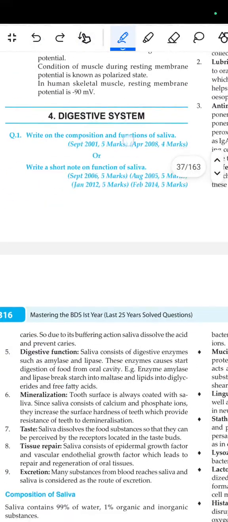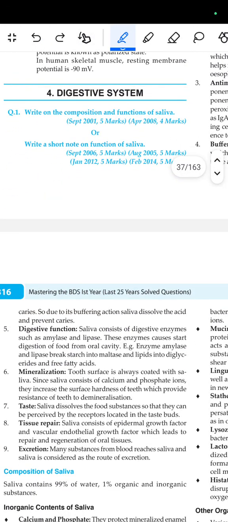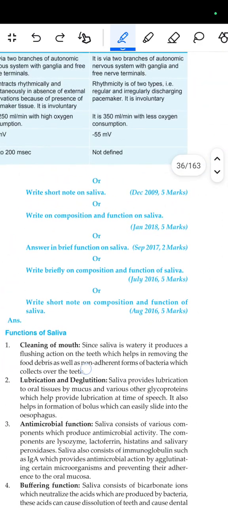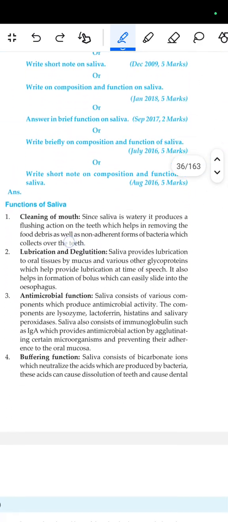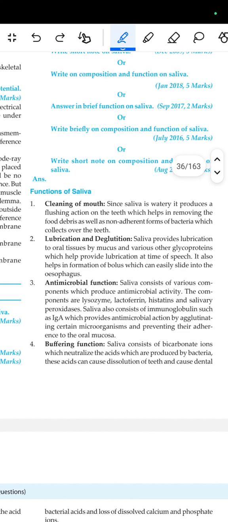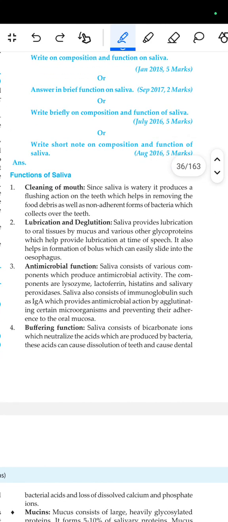Now the next topic is the digestive system. So write on the composition and the functions of the saliva. Write a short note on the functions of the saliva. Mention brief function of the saliva. Write briefly on the composition and the functions of the saliva.